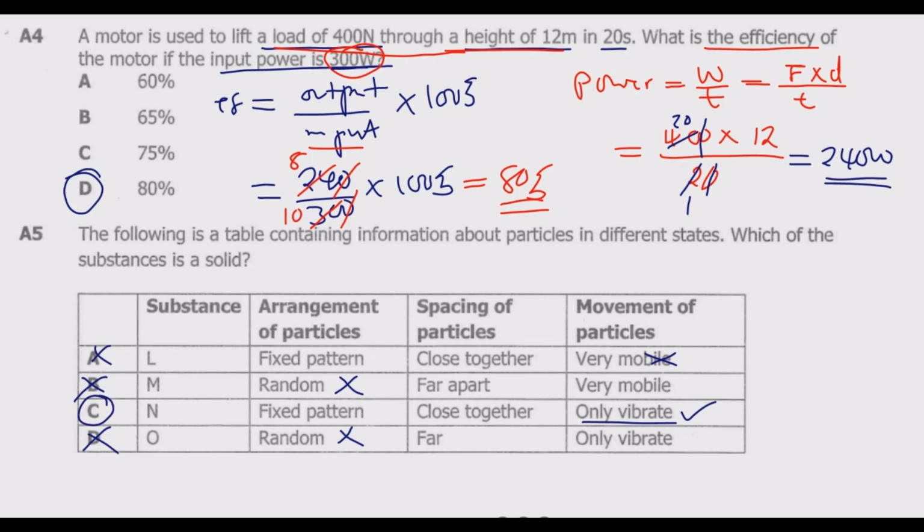So this is how you answer the first five questions in your exam. So please join me in the next episode, where we're going to start from question 6 going forward.